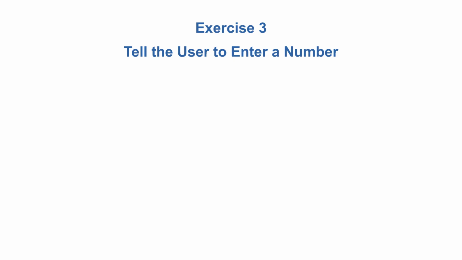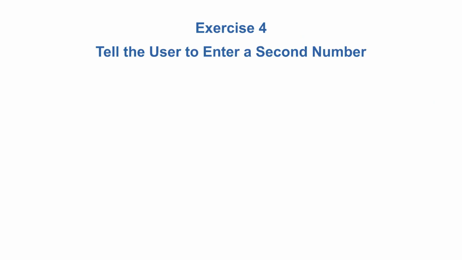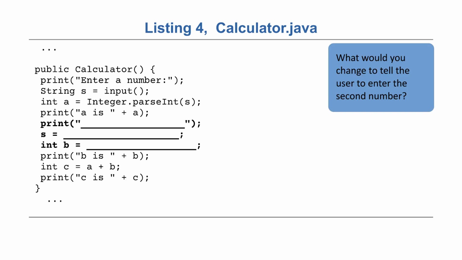Exercise 3. Tell the user to enter a number. In the constructor, tell the user to enter a number. Run it. What happened? It should have asked the user to enter a number, then use that number in the calculation. Exercise 4. Tell the user to enter a second number. What would you change to tell the user to enter the second number? Run it. What happened? It should have asked for 2 numbers and printed their sum.